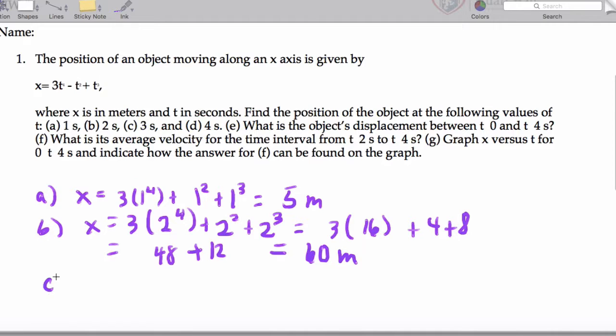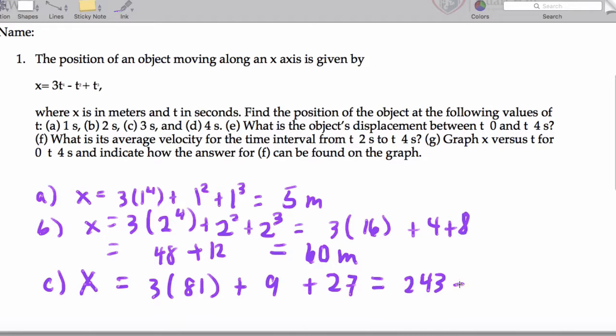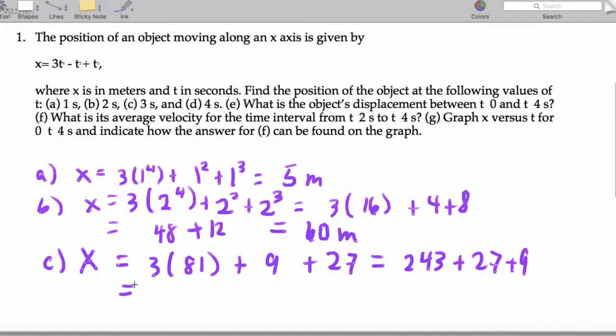And then for C, gosh, it's just getting crazy. 3 times 81 plus 9 plus 27. Are you kidding me? So that's 243 plus 27 plus 9. And that's going to get me, let's see, 270 plus 9. I'm getting 279 meters. I think that's right.